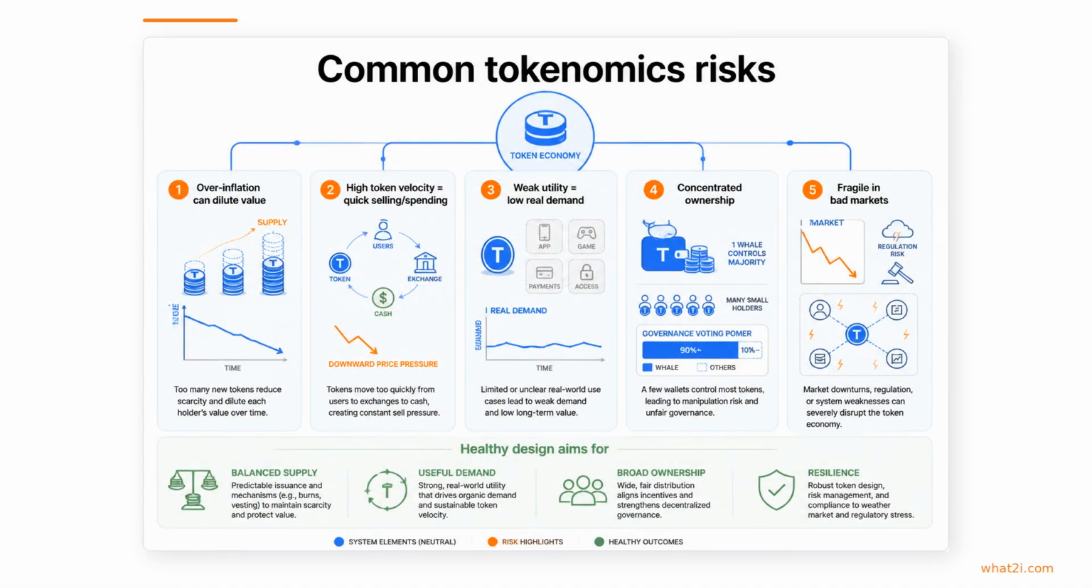Poor tokenomics usually breaks in familiar ways. Too many new tokens can dilute value. Weak utility may fail to create real demand, and concentrated ownership can skew both price and governance. Token velocity simply means people receive tokens and quickly sell or spend them, which can add steady sell pressure. And even a thoughtful design can still be tested by outside forces, like weak market conditions or changing regulation.